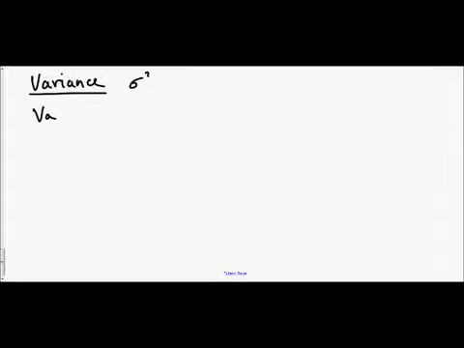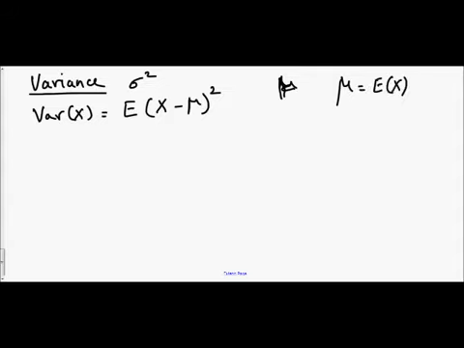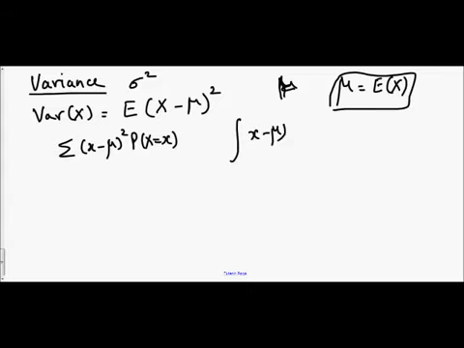Variance notation is sigma squared. So the variance of x is always the expectation of (x - mu) the whole squared. Mu is the expectation of x, which we have already done. So in both cases, if it is discrete, it would be the sum of (x - mu)² p(x) over all x. This can be done only after finding the expected value of x, which is mu. Only after finding mu can you find variance. For continuous, it is again the integral of (x - mu)² f(x) dx from minus infinity to infinity in general.